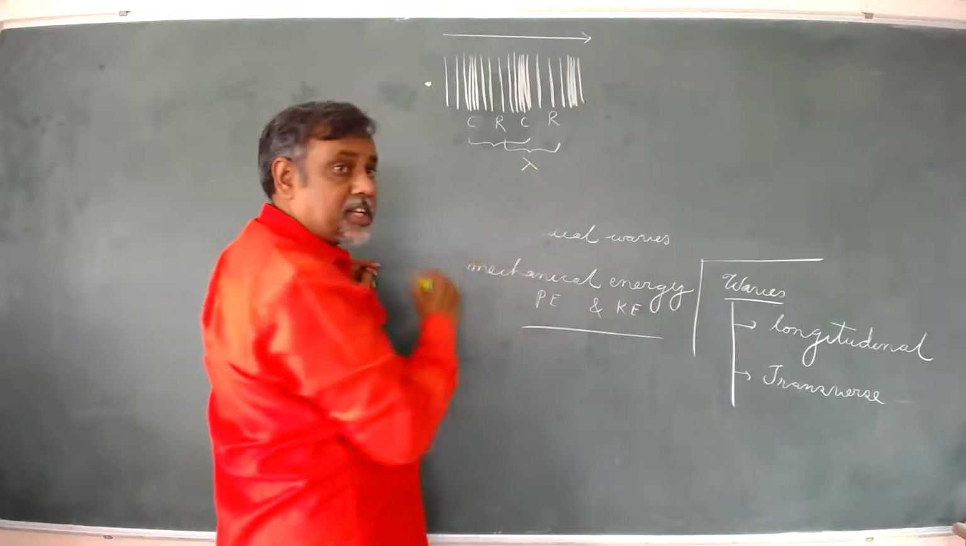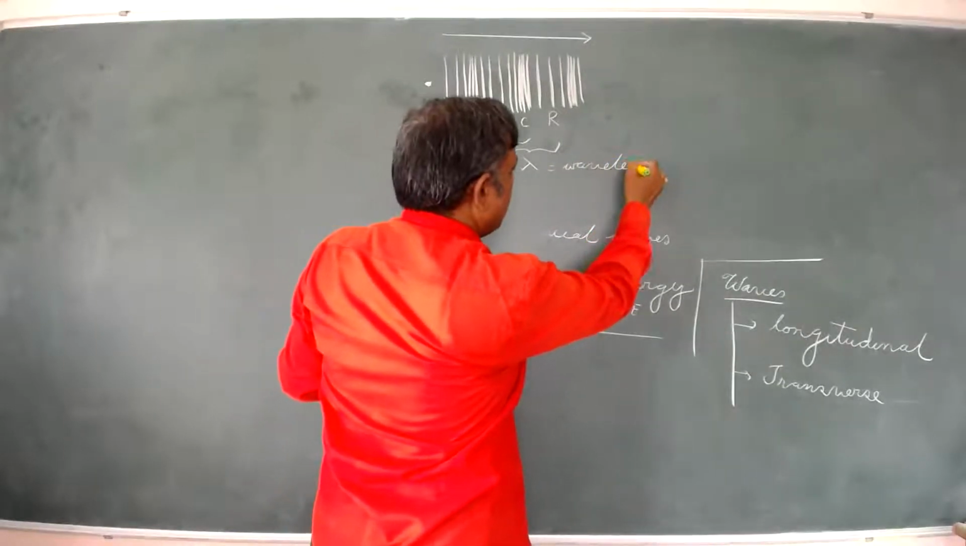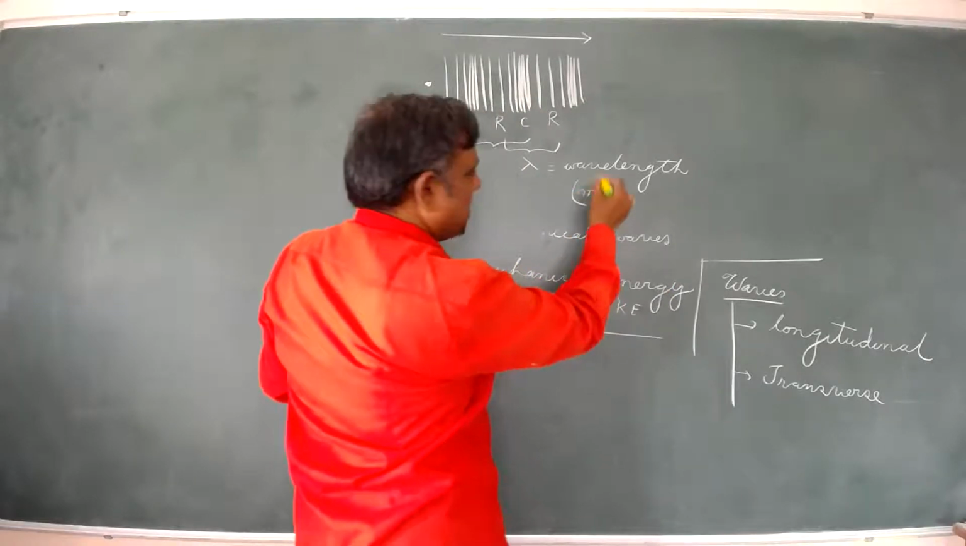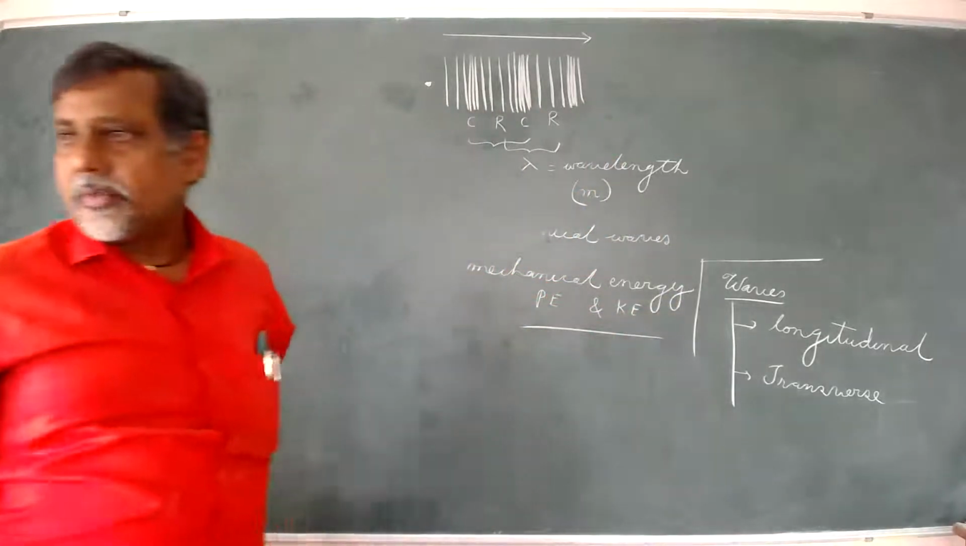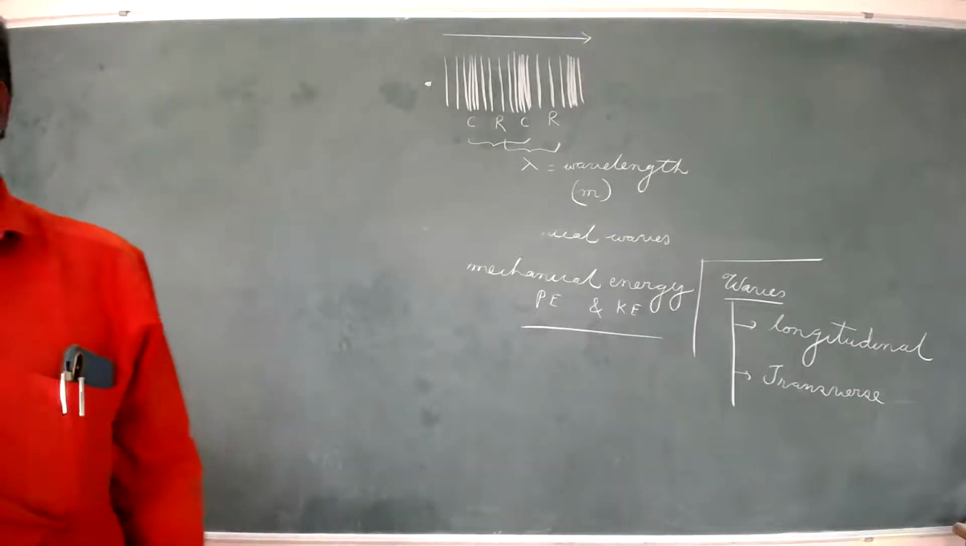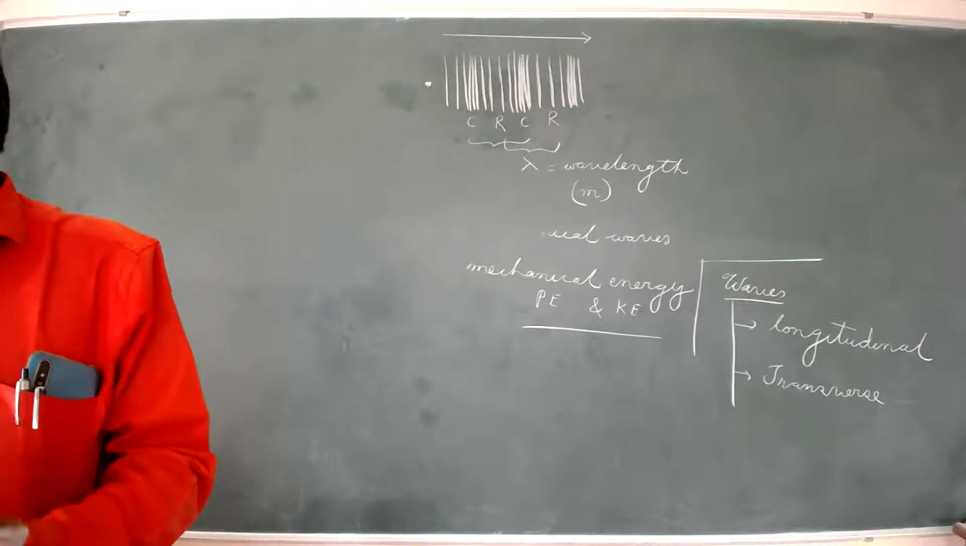Wavelength is represented by lambda. Wavelength is measured in meters in SI units. That is related to distance: the distance between two particles which are in the same phase.